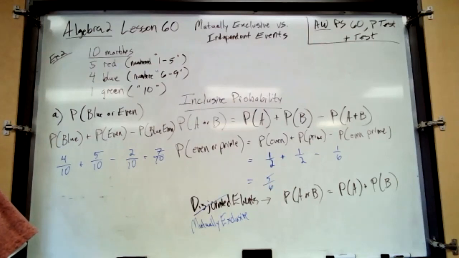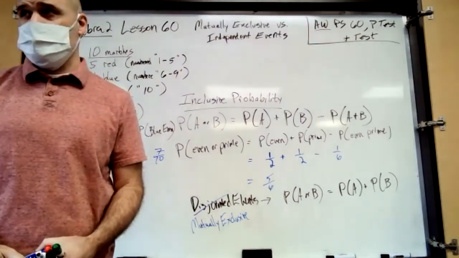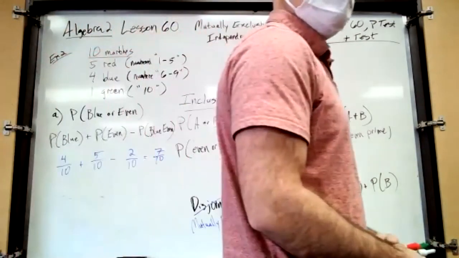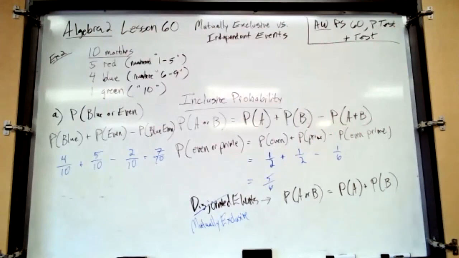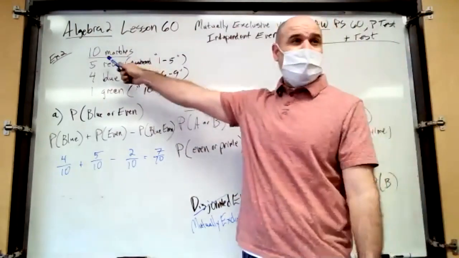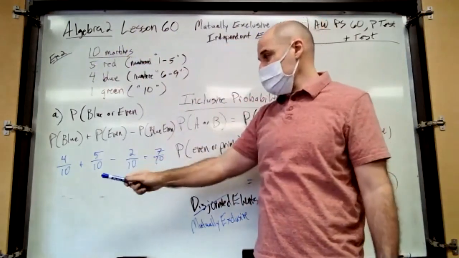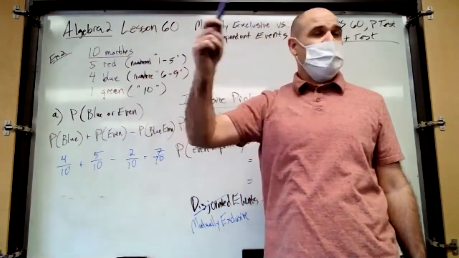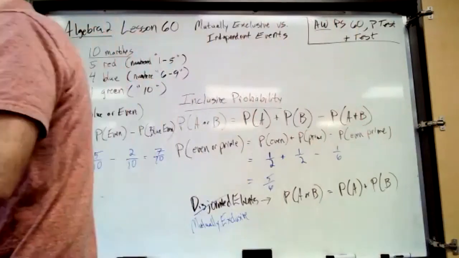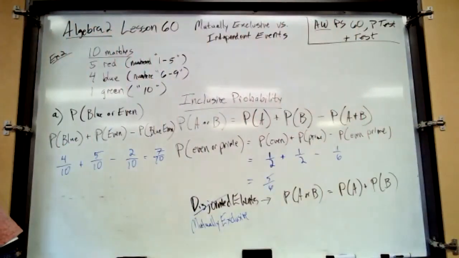What's the probability that the marble is red or has a 2-digit number? Can you do that in your head? 6/10, right. So red is 5 out of 10. The only 2-digit number is 10. So that's just 5/10 plus 1/10, which is 6/10, or 3/5. Good.